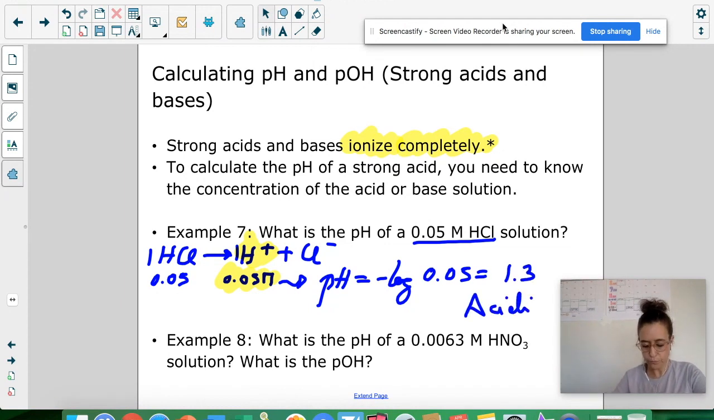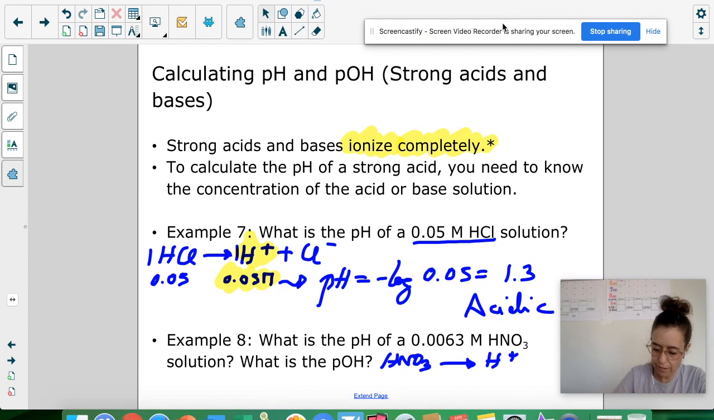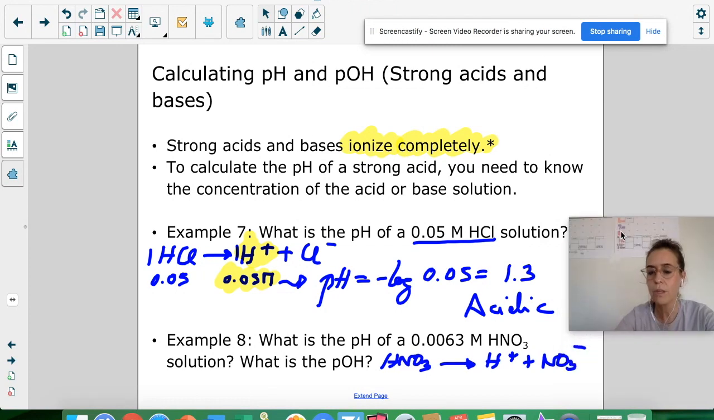Now, the next one is going to be very similar. You have the nitric acid, HNO3, and the nitric acid breaks or dissociates into H plus and NO3 minus. The reason I know this is because I know the polyatomic ions, okay?